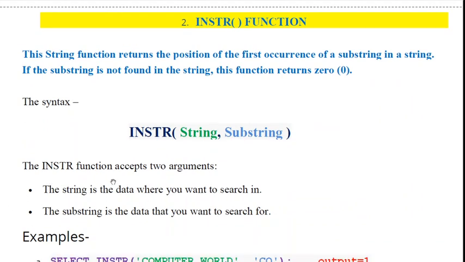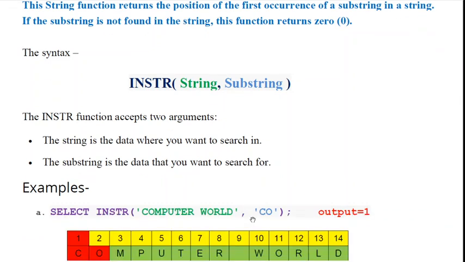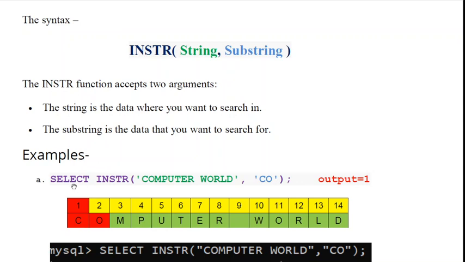The INSTR function accepts 2 arguments. The first one, the string, is the data where you want to search in. The second one, substring, is the data that you want to search for. Now, example: SELECT INSTR('computer world', 'CO').